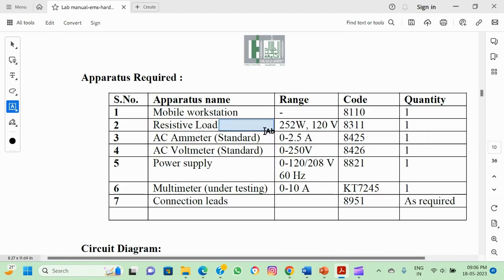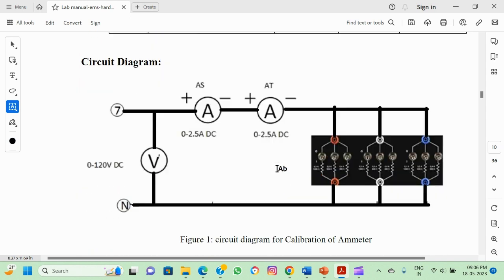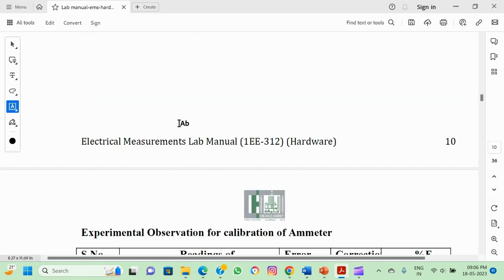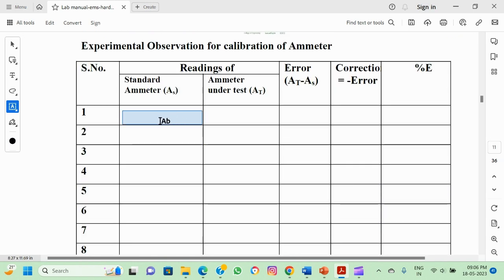So what is the equipment required? This is the equipment required: mobile workstation, resistive load, AC voltmeter, AC ammeter, power supply, multimeter, and connection. So what we will do, we will connect a circuit like this, and we will measure the current from the standard ammeter and the ammeter under test.